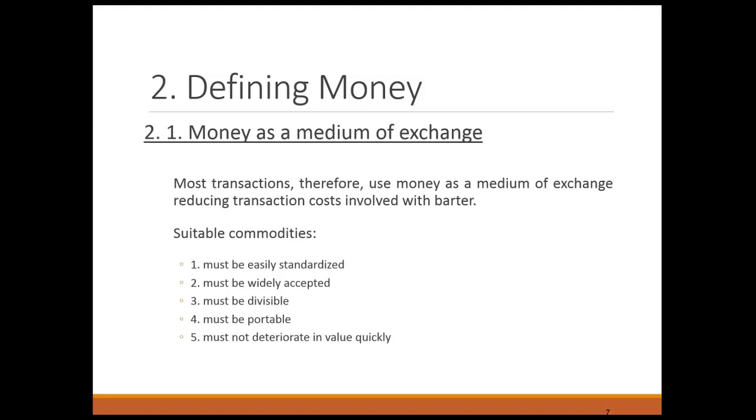For one, it needs to be easily standardized. That means every piece of money needs to be exactly the same to be usable. It must be accepted widely, otherwise it's not money. It must be divisible, since the value of goods and services varies greatly within an economy. It must be portable, so you can take it to a store, and it cannot deteriorate in value too quickly. That is why, for instance, diamonds, which are not divisible, or tuna sandwiches, which don't last very long, are bad goods to be used as money.